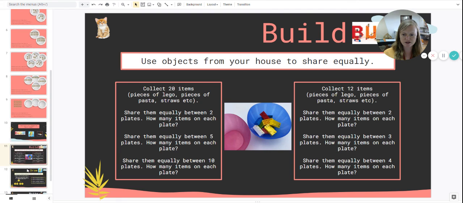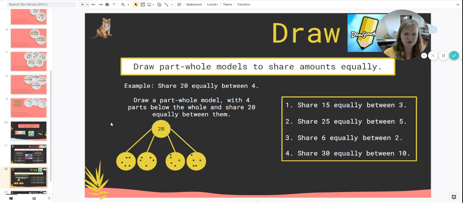All right, if you are going to draw, we're going to draw some part whole models. So my example was to share 20 equally between 4. So I wrote 20 in the box, and I dropped 1 in here, 1 in here, 1 in here, 1 in here, and I kept going until I shared my 20 pieces equally in my part whole model, and I drew them. So I'd like you to do the same. I'd like you to draw part whole models to share 15 equally between 3, 25 equally between 5, 6 equally between 2, and 30 equally between 10.